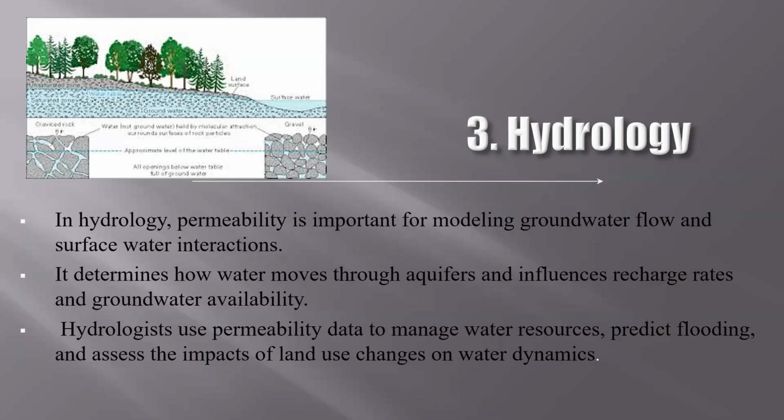It determines how water moves through an aquifer and influences the recharge rate and groundwater availability. Hydrologists use permeability data to manage water resources, to predict flooding, and to assess the impact of land use changes on water dynamics. This is the main application of permeability in hydrology. These are the three main fields of application of permeability.